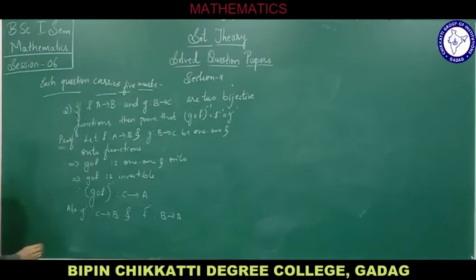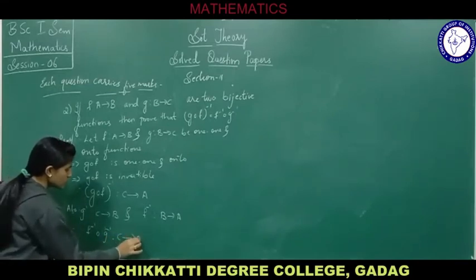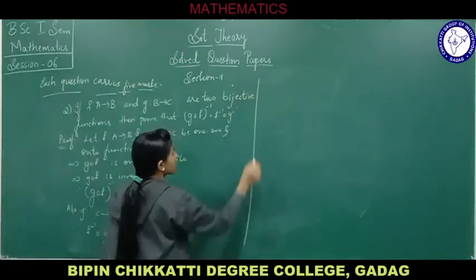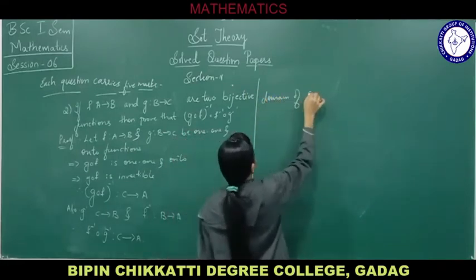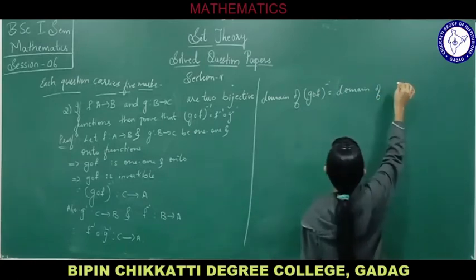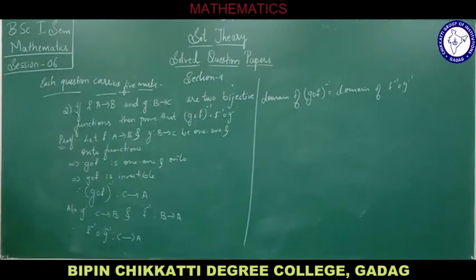Now its composition. Therefore, f inverse ∘ g inverse is going to be a function from C to A, right? (g∘f) inverse is a function from C to A, and the composition f inverse ∘ g inverse is also a function from C to A. That is, the domain of (g∘f) inverse is equal to the domain of f inverse ∘ g inverse. The domains are equal.